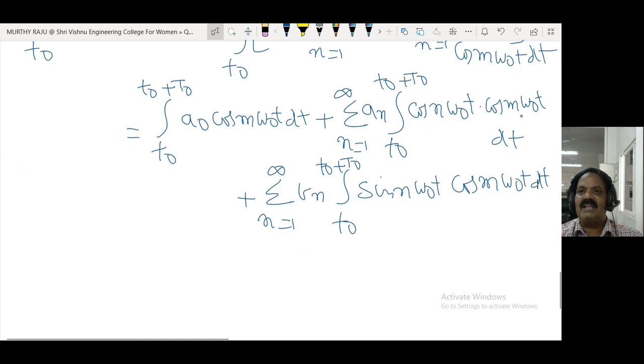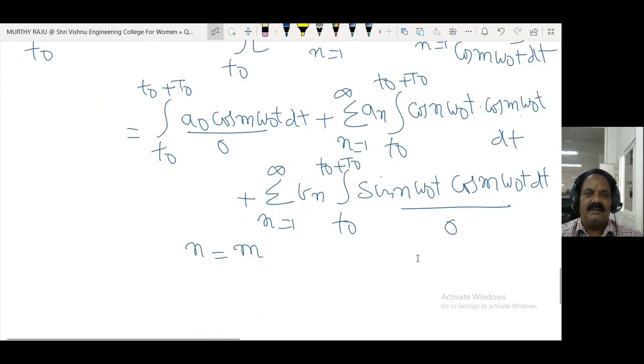Here, if m is not equal to n, this value is 0. If m is equal to n, this value is not equal to 0. Here, by using trigonometric identities, sine and cosine terms are there, and integration over the time period is 0. This one is also 0. Here the same functions are there, cosine functions. If n is not equal to m, the value is 0. If n is equal to m, that value is not equal to 0. Suppose n is equal to m, this function value is not 0.